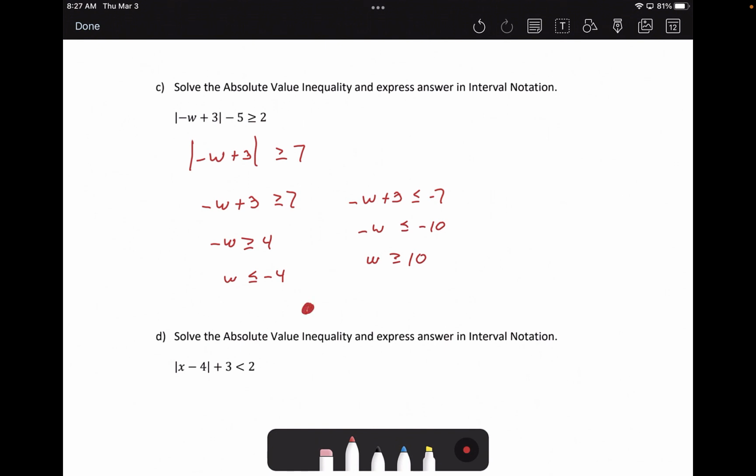W is less than or equal to -4, so we're pointing to the left of -4, including the -4, so we fill it in. 10 is including and greater than. This helps set up our interval notation. -infinity to -4, union 10 to +infinity.